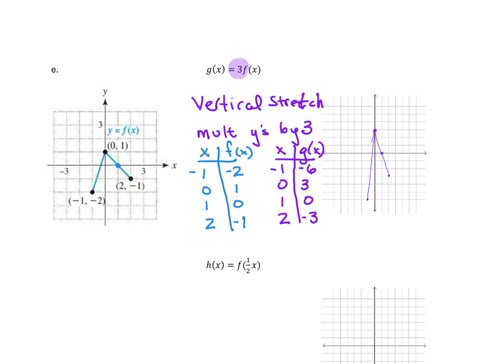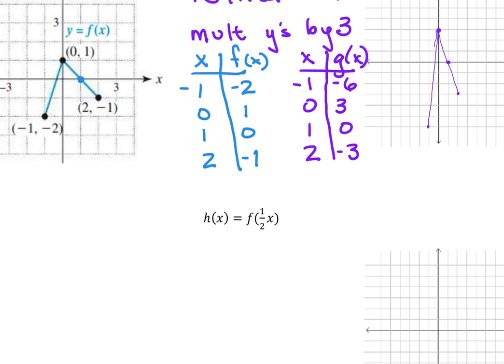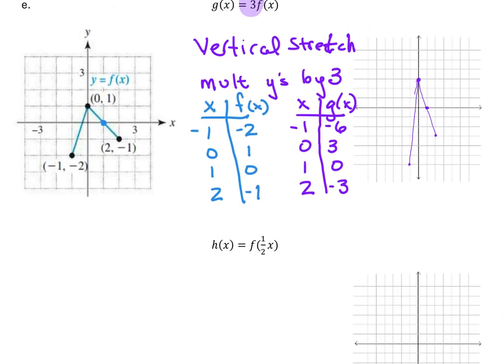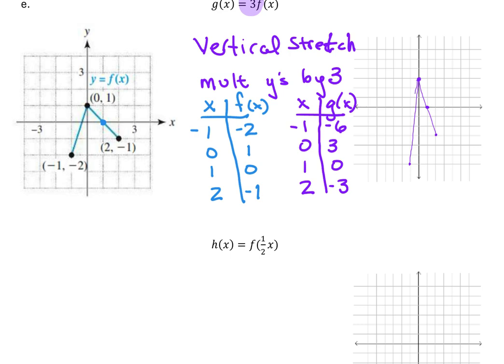All right, let's go ahead and do the next one. The next one, we have our 1/2 on the inside. This means that this is going to be horizontal. We want to do the opposite of what it says. And right now it looks like we're making our x's smaller, which means I want to make them bigger. And so this is going to be a horizontal stretch. And we want to multiply the x's by 2.